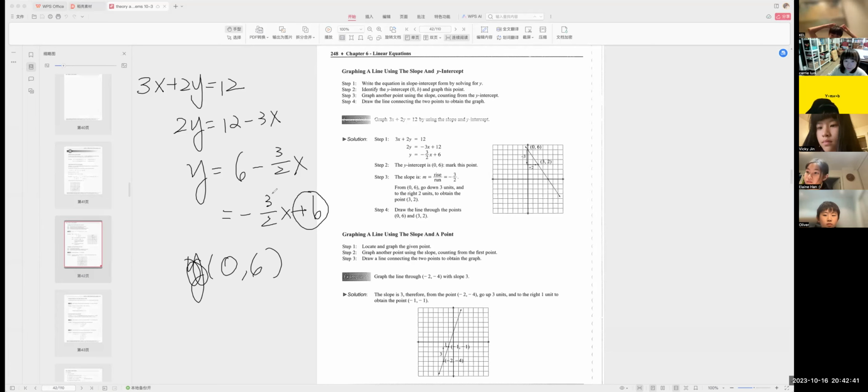To graph another point, what can I put? The slope is negative 3 over 2. From 0, 6, we can go down by 3 units and to the right by 2 units to obtain 2, 3. Kelvin, do you want to explain this method to all of us? You understand this method, correct? Yes. Are you talking to Kelvin or Kevin? Kelvin and Kevin.